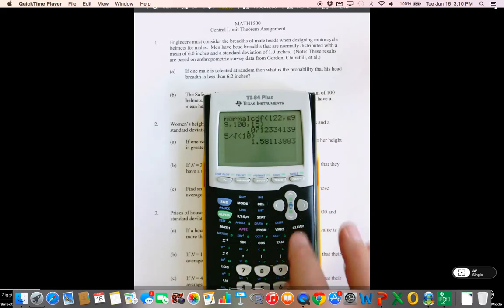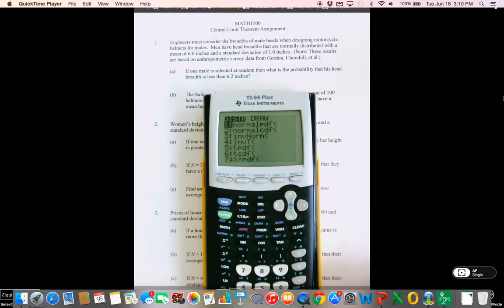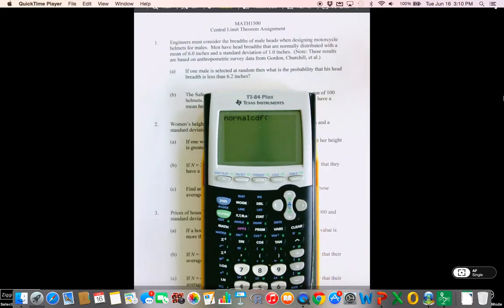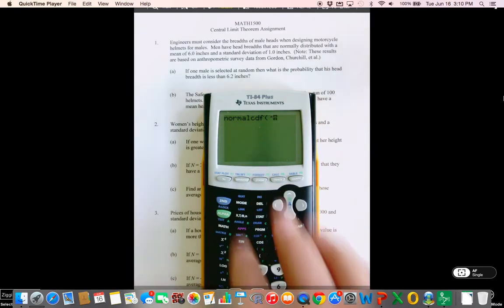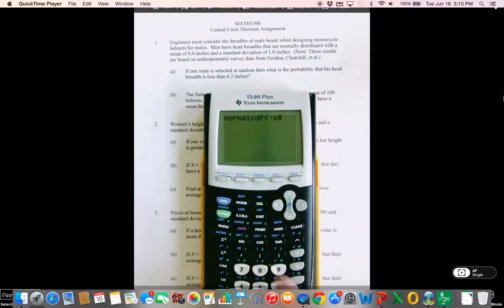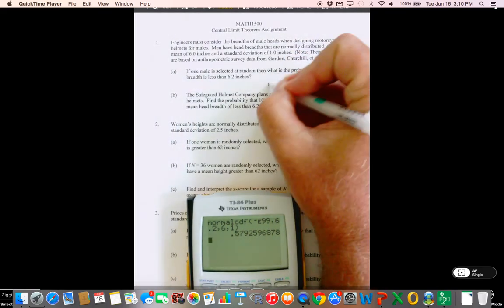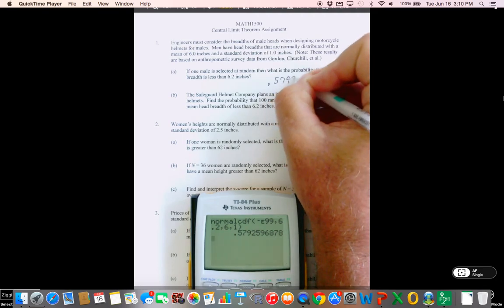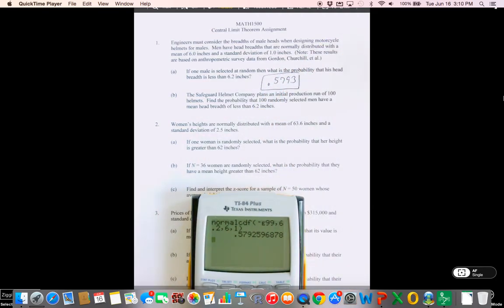Guys, just like we did before, one at a time. Second function distribution, normal CDF. Less than 6.2 means we start with negative E99, and we go up to 6.2. We have a mean of 6 and a standard deviation of 1. So guys, 0.5793 is the answer to that problem.